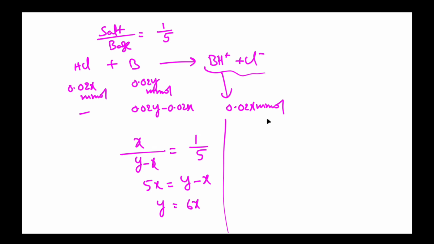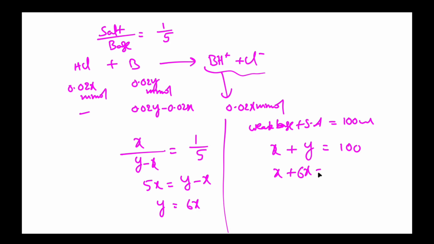From the question we know that the weak base and strong acid are mixed to form 100 milliliters of solution. So the strong acid is x and the weak base is y, and x plus y is equal to 100. We know that y is equal to 6x. So x plus 6x is equal to 100, that is 7x is equal to 100. X is equal to 100 by 7.